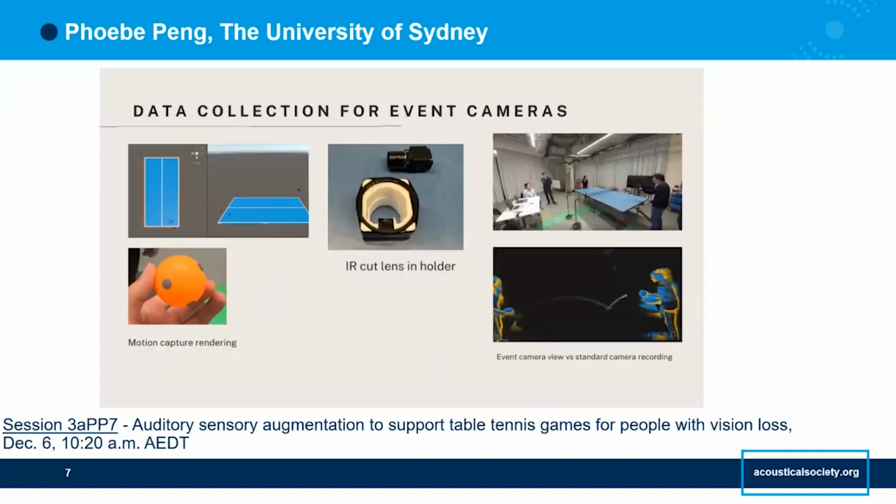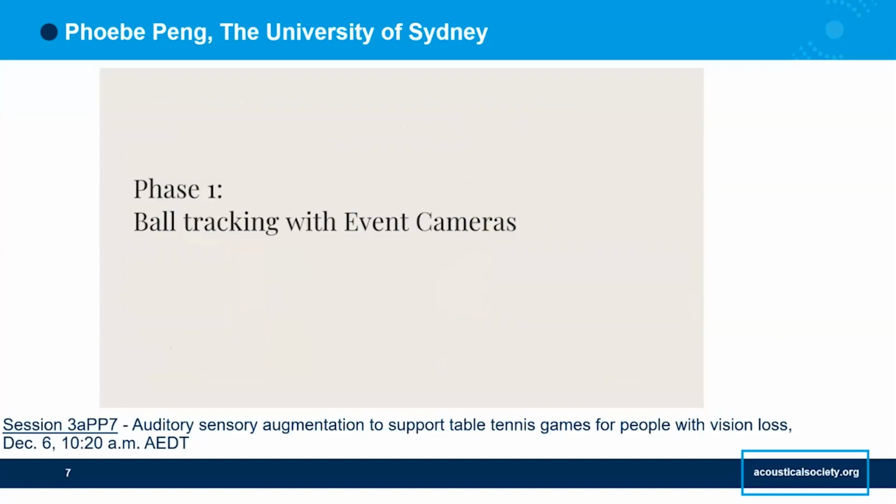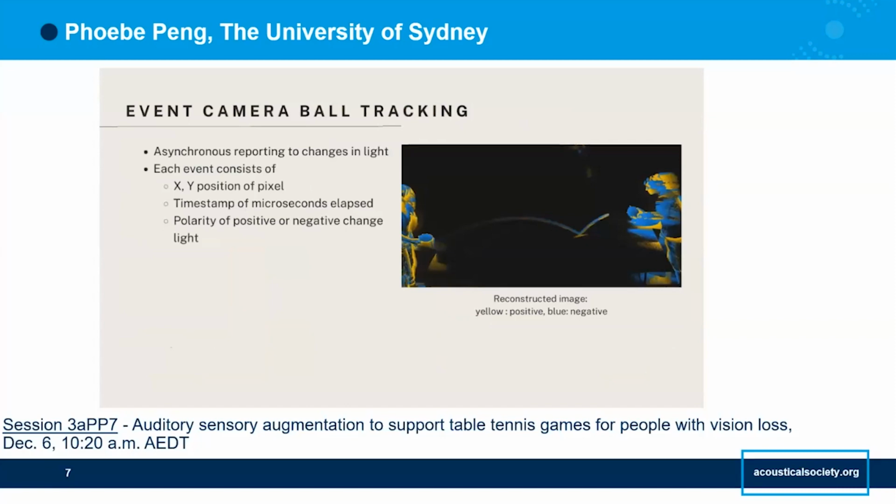To begin designing the system, some data was collected from the event cameras. A motion capture system was used to track the ball for validation testing. Several games of regular table tennis were recorded and then used in development. The first phase of the development was ball tracking. Due to the asynchronous nature of the event cameras, they are ideal for real-time projectile tracking. Instead of needing to process an entire frame, only the relevant pixels are considered.